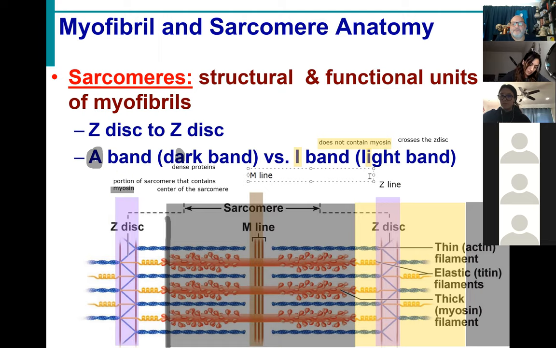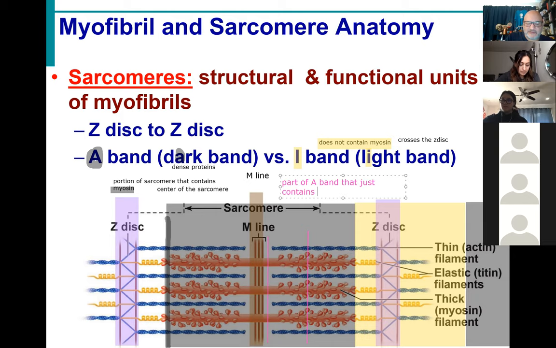But there's one other thing that I want to point out to you. Notice here in the, let's use a pink line for this. Here in the A band, notice there are some parts of the A band where myosin and actin overlap. But there's also a portion of the A band that just has myosin. The part of the A band that just contains myosin, we call the H band.